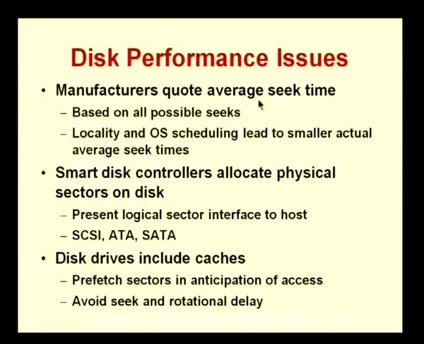So, manufacturers for instance quote the average seek time, which is based on all possible seeks. But when you actually try to lower the seek time, it can be done with the help of looking at some locality issues and the operating system scheduling for the disk. So, OS scheduling plus locality normally will lead to smaller actual average seek times. You will look at how the disk scheduling is done by the OS when you study about OS.